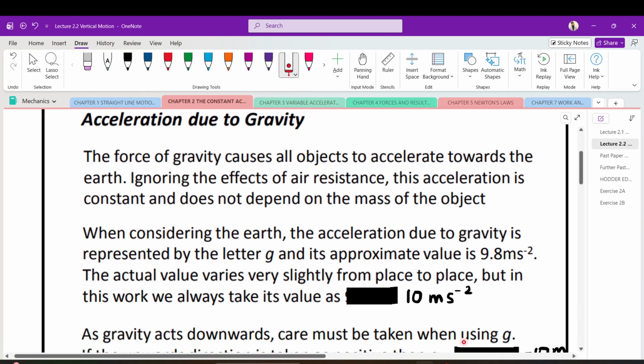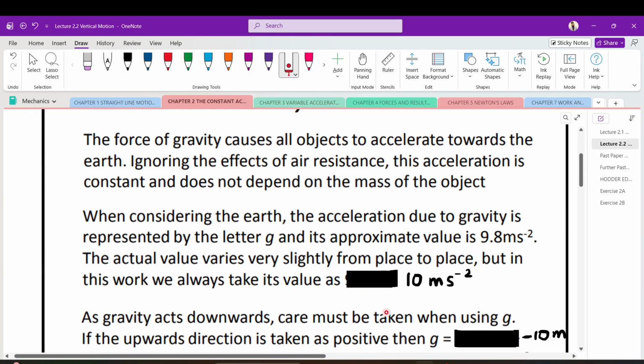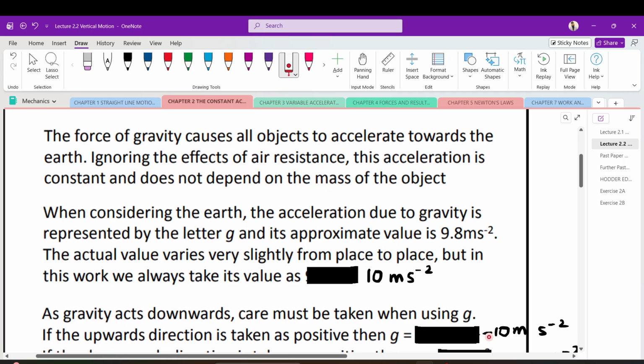As gravity acts downwards, care must be taken when using g. This value of gravity is represented by g. If the upwards direction is taken as positive, let's say I throw a ball upwards, even though the ball is moving upwards, the acceleration due to gravity is still acting downwards. So that would have a negative value of minus 10 meters per second squared. Let me repeat that. If an object is moving upwards, the acceleration due to gravity is still acting downwards. Therefore, the value will be minus 10 meters per second squared.